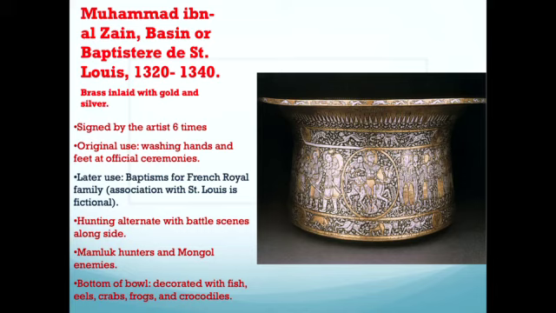But going around the basin itself, we've got some hunting scenes and some battle scenes. Mamluk is the name of the civilization, the Islamic Empire that created this. So we have Mamluk hunters fighting their Mongol enemies. Remember, Mongols coming from Asia. At the bottom of the bowl, it's told in registers. The bottom here is decorated with fish, eels, crabs, frogs, and crocodiles.